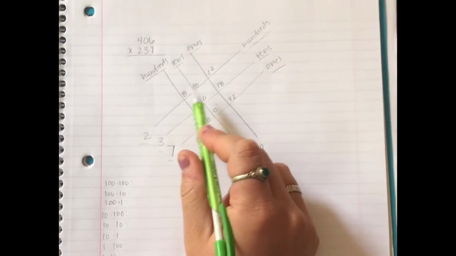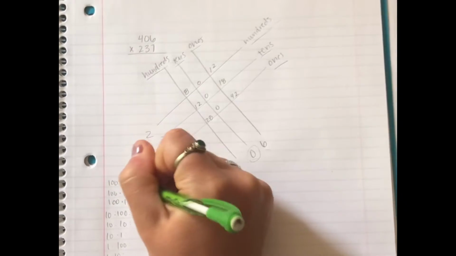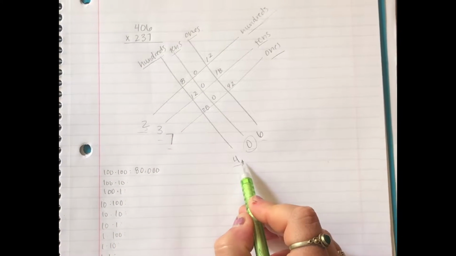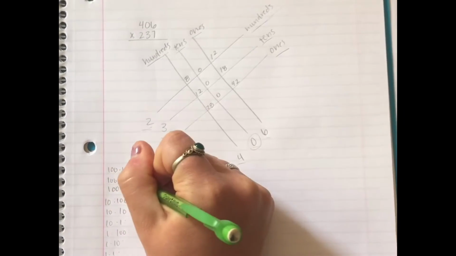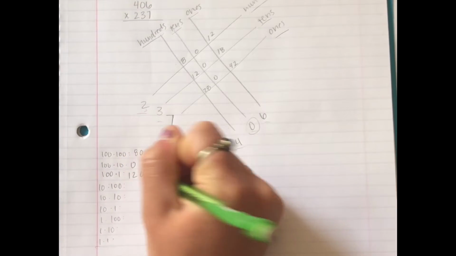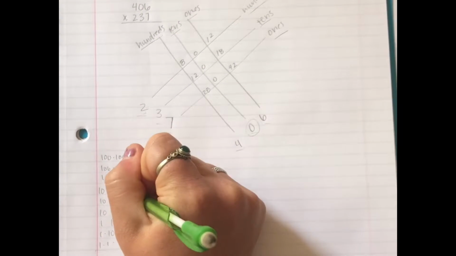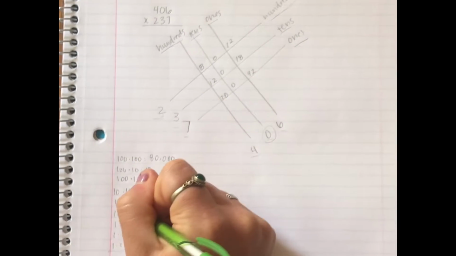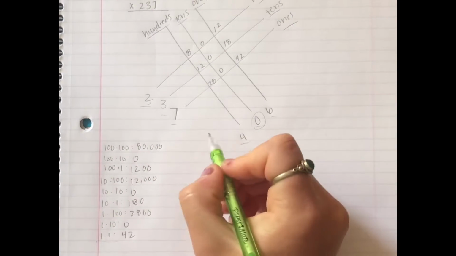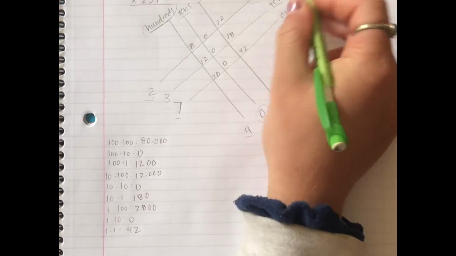So it's separated by every single multiplication value we've done here. So the 100 times the 100 is going to be 80,000. And then the hundreds times the tens is going to be 0. And the hundreds times the ones is going to be 1,200. Same thing all the way down. All of these values are going to be 12,000, 0, 180, 2,800, 0, and 42. All those values are got from these numbers here multiplied by their proper place value here.